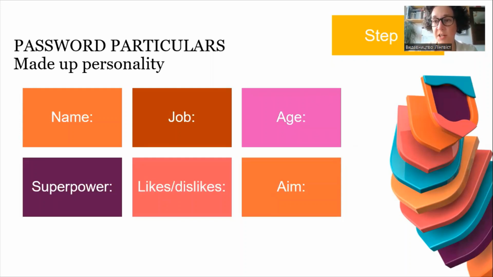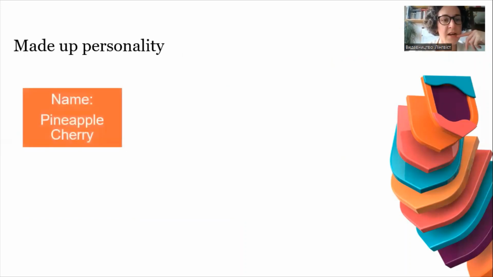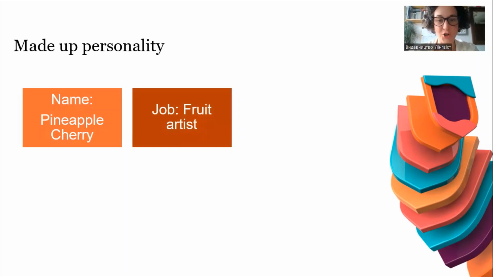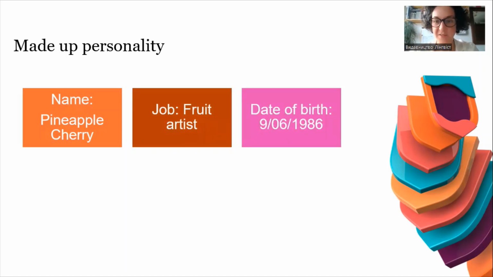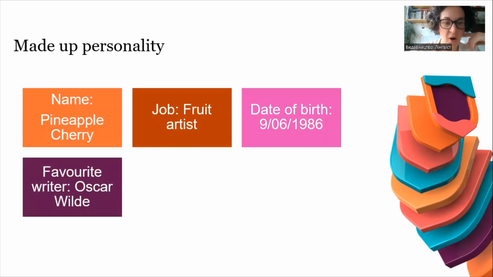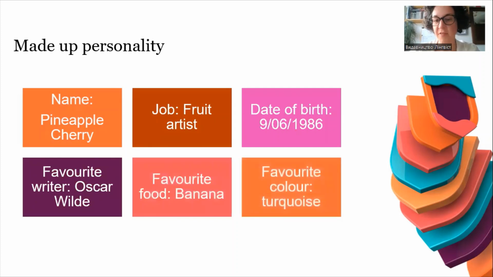So you make up a personality: name, job, age, superpower, likes, dislikes, and aim. I slightly changed it with some favorite things. For example, I have the same character. Her name is Pineapple Cherry. This is the name of the character. Her job is a fruit artist. Date of birth, any date of birth. This is not my date of birth. This is just today's day and some year. Favorite writer, favorite food, favorite color. And you can ask students to change those items if they wish, but to make up a personality for themselves.